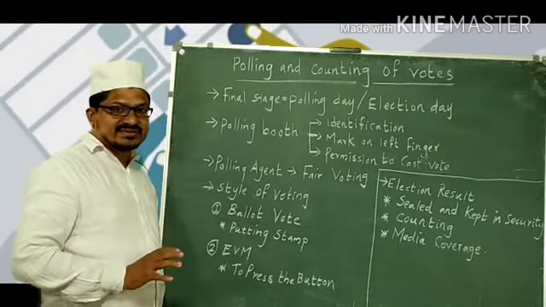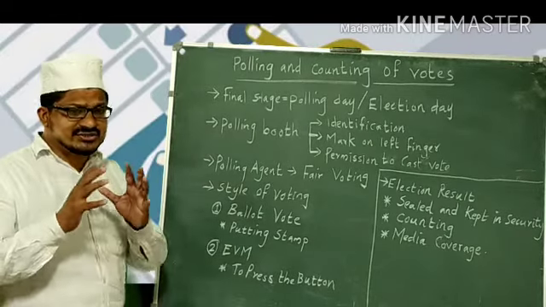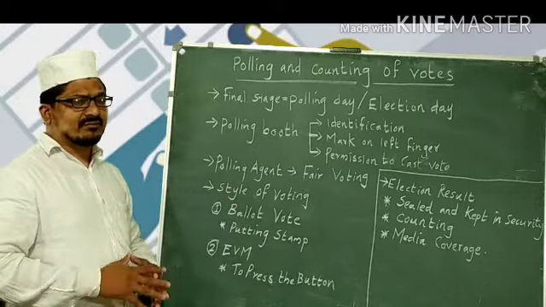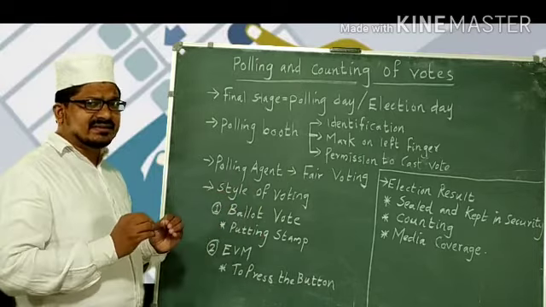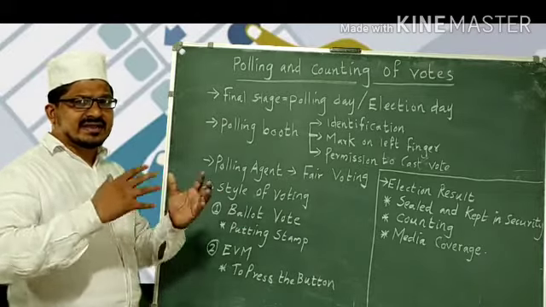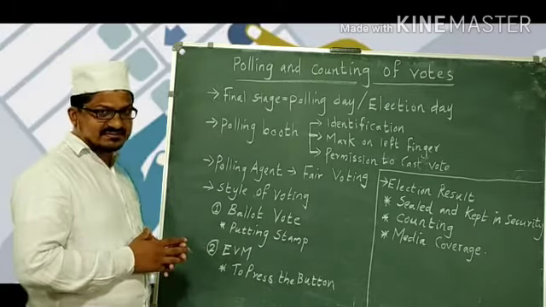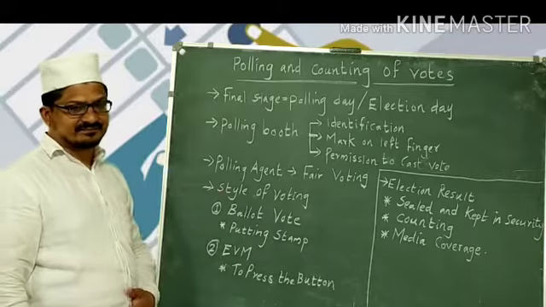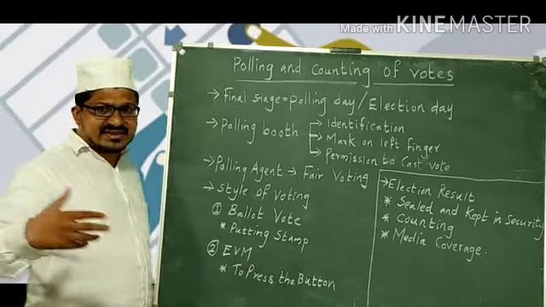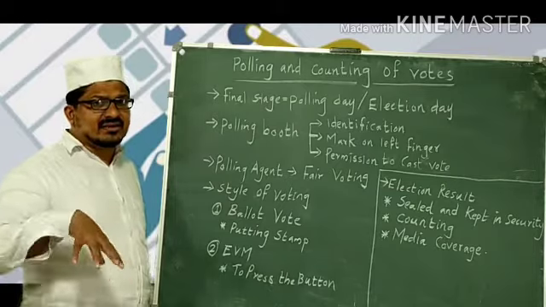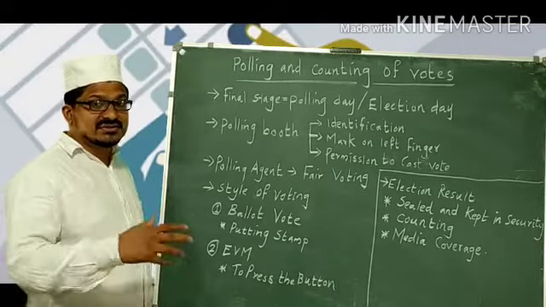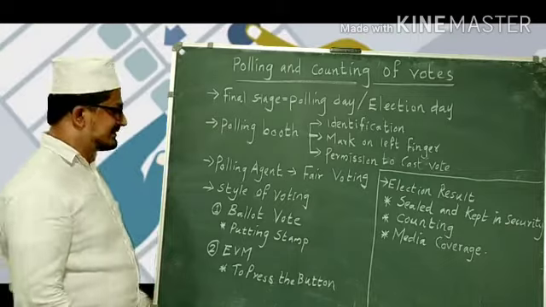And what is the duty of a polling agent? It is the duty of the polling agent to check whether the election is conducted in a fair and free way, whether all the voters are getting an equal chance to cast their vote, and whether there is any kind of discrimination against the voters. Polling agents are very familiar with the voters, because they live in the locality where the polling booth is situated. At the same time, the officers come from far away areas, so sometimes they will not be familiar with the voters.